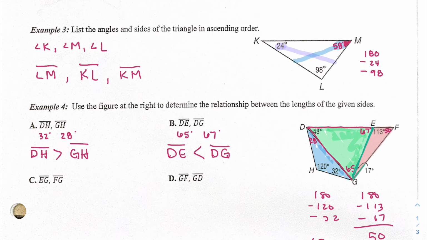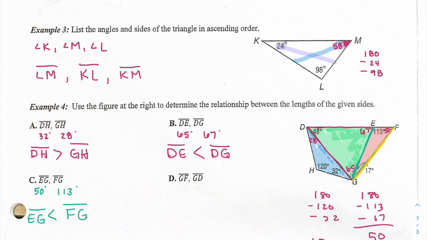All right, next is EG and FG. So that's in this little pink triangle we have here. EG is across from that 50 degrees. FG is across from that 113. So clearly the 113 is larger, which means that FG is going to be larger than EG.